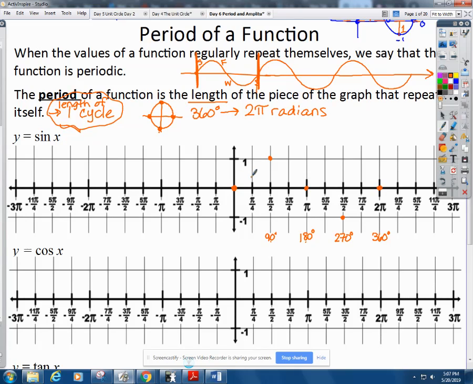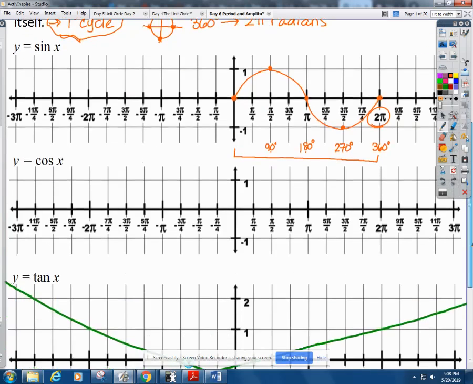And then you know this point is not going to be directly in the middle. This is actually at radical 2/2, up here a little bit more. So you don't connect it like a zigzag, you connect it with a curve. That's the length of one cycle. The length of that cycle, one period, is 360 degrees, or more commonly, in radians, 2 pi. So what about cosine?